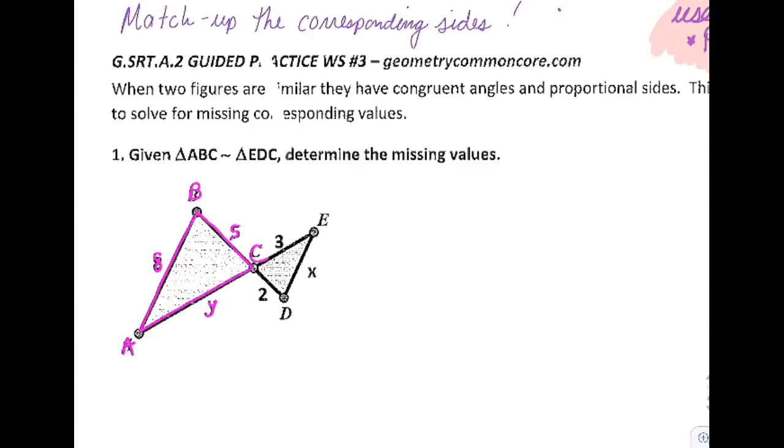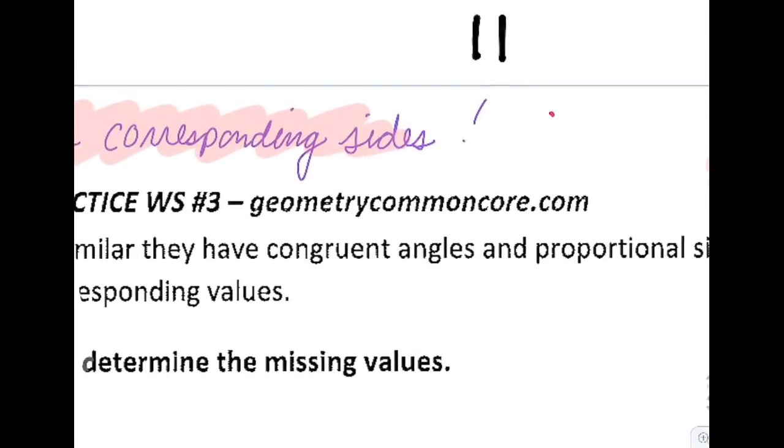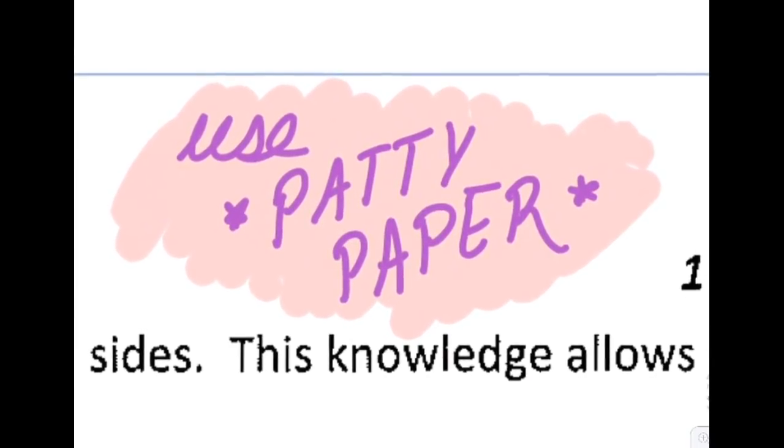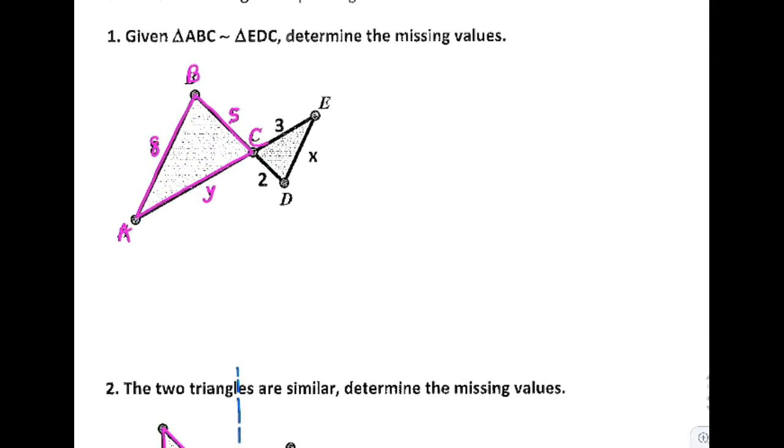Okay, so today's lesson is mainly about figuring out what sides of a triangle or shape are corresponding to one another, and then setting up a proportion to solve for a missing side. So the key up here is matching up the corresponding sides. And you absolutely should use your patty paper. At the very least, you should redraw the shapes, and you'll see how I do it. And if you do it my way, it should work out pretty well.